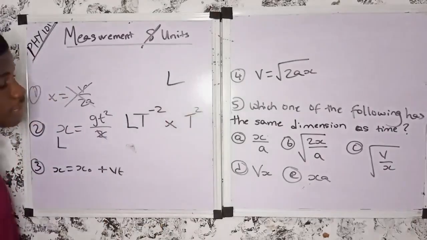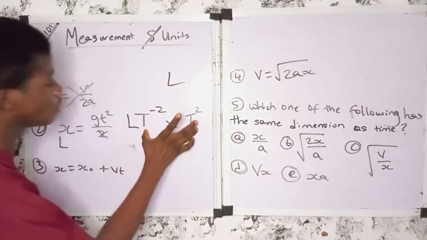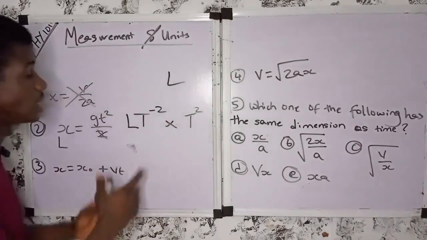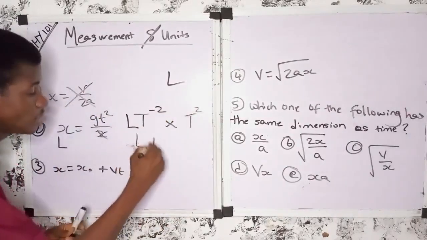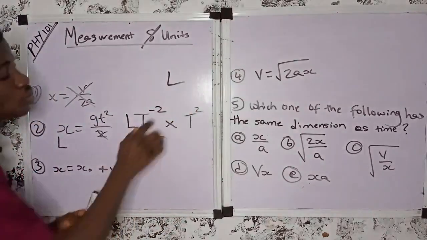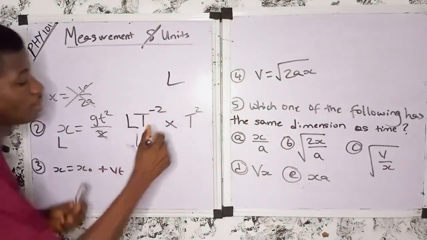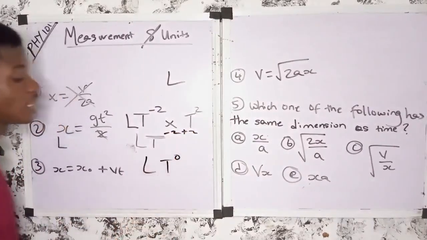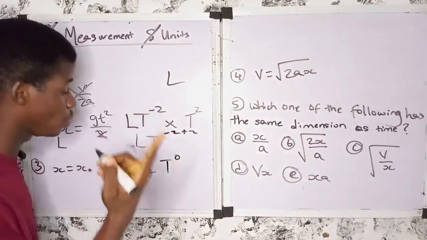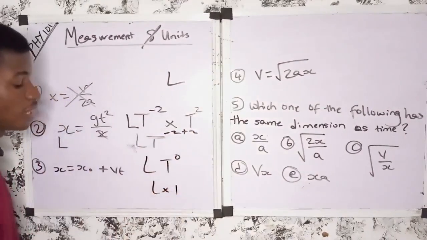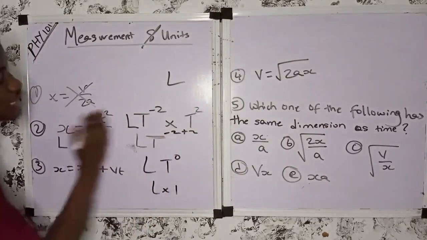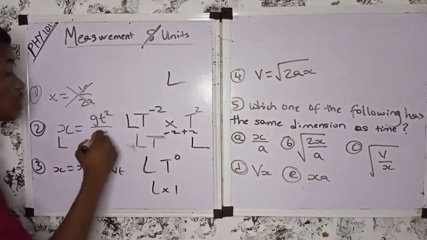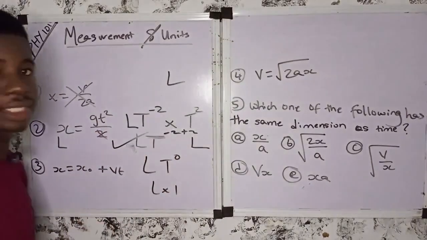Now, remember, according to the first law of indices, when the same bases are multiplying each other, we take one of the bases, then we add their powers. So for L T, we take one of the T, then we add their powers. So minus 2 plus 2 will give us 0, right? Anything raised to power 0 will give you 1. So L times 1 gives you L. So therefore, the dimension on the right hand side is also L. So that tells you that this equation in number 2 is correct.